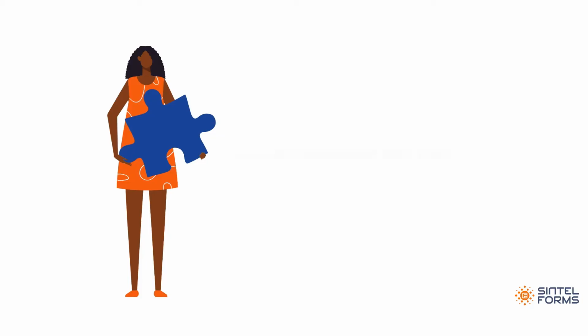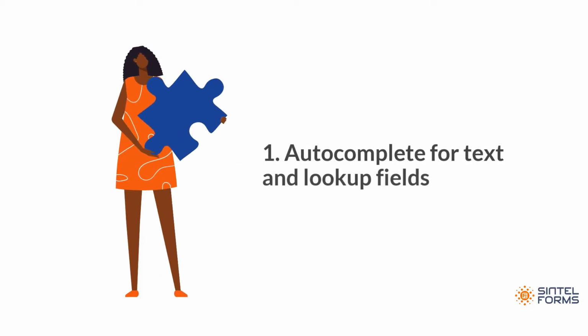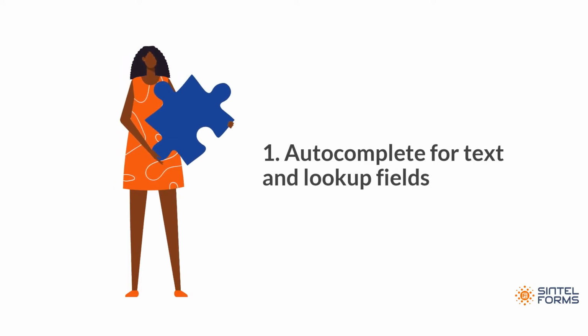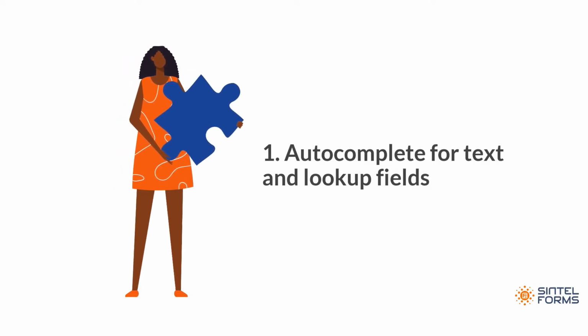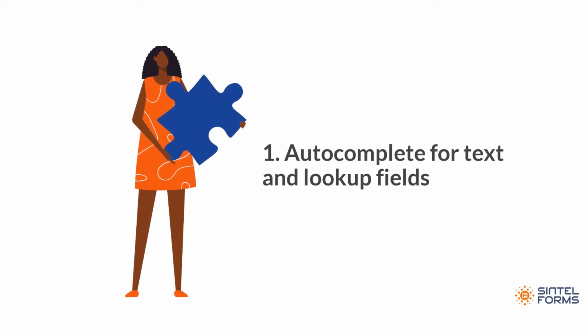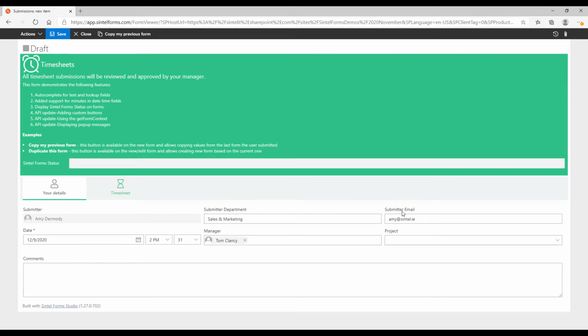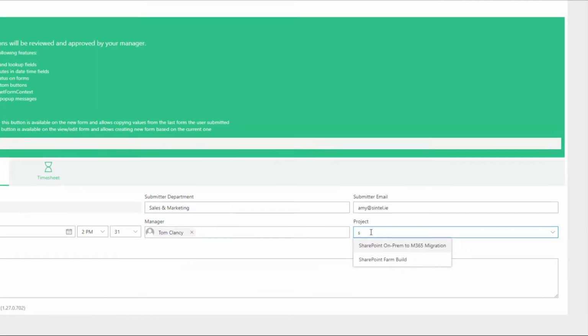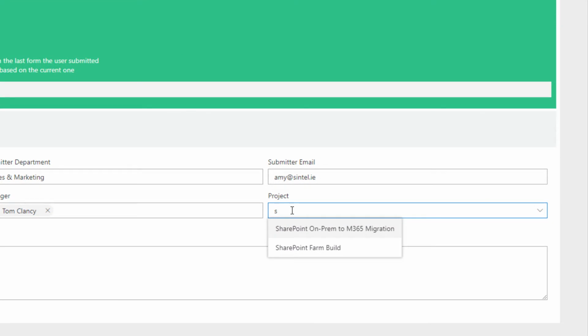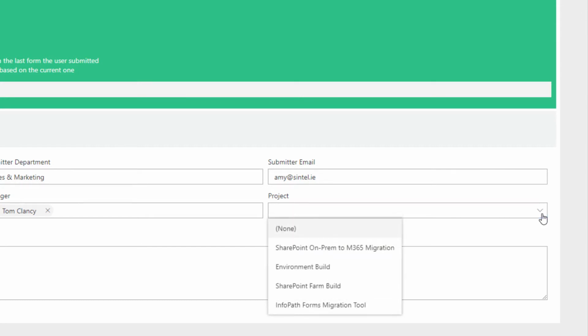An addition I'm really excited about this month is the added support for autocomplete for both text fields and lookup fields. When enabled, users can type characters into either a text field or a lookup field, and results that match the characters entered will be displayed. We can see on this timesheet form that when this setting is activated, if I type, let's say, the letter S, we are given 2 options, or if I type E, I get shown environment build. I can also click here and see all of my options.